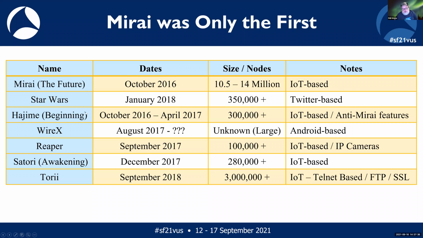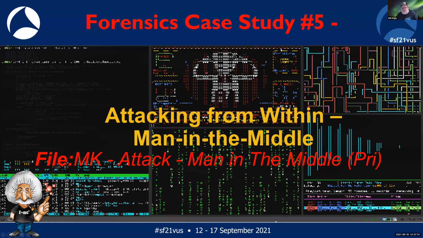So these are some of the other botnets. I did a little bit of research. These are some of the other non-traditional botnets. IoT is now a big thing, IoT botnets. Android phones, IP cameras, Twitter-based. So it's not going away.